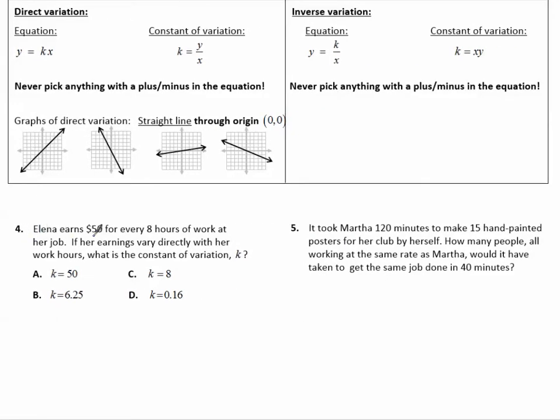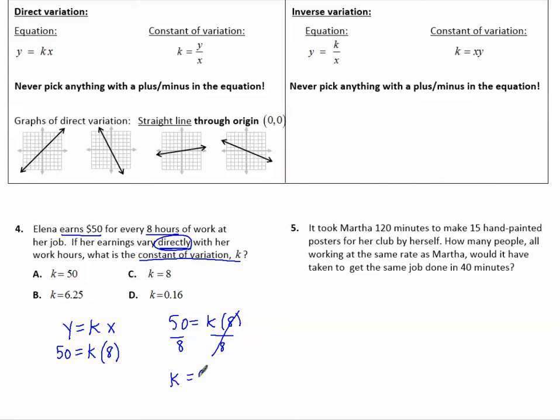Number 4, Alina earns $50 for every 8 hours of work at her job. If her earnings vary directly with her work hours, what is the constant of variation k? So remember, direct variation is like y equals mx, but we often use k instead. So if she earns $50 for every 8 hours, I'm going to put 50 and 8 into the two variable spots. And then I'm going to divide to get the k by itself. So I have 50 equals k times 8, divide both sides by 8, and k equals 6.25.